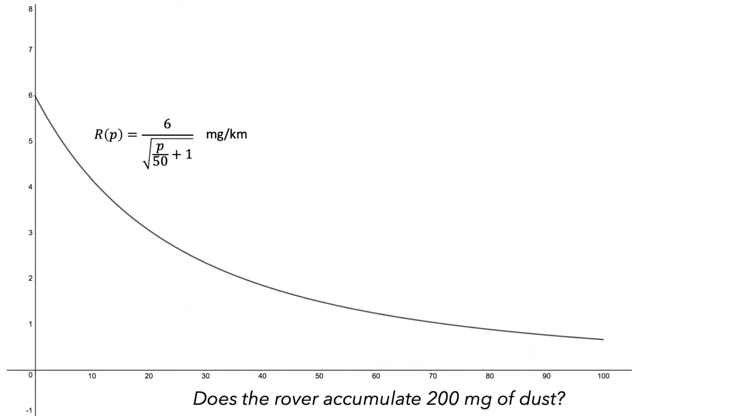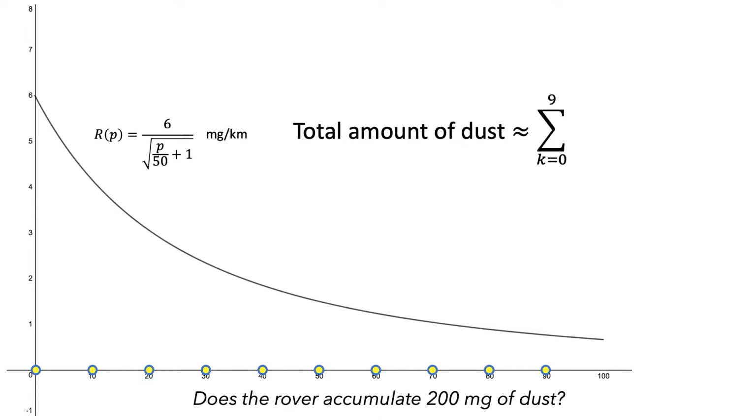To approximate the total amount of dust that accumulates, we'll use a left-hand Riemann sum. To start, we have to divide the 100 kilometers into intervals. We'll start by using intervals that are 10 kilometers long each. Since we have 10 intervals and we're using a left sum, the bounds of the sum will be 0 and 9.